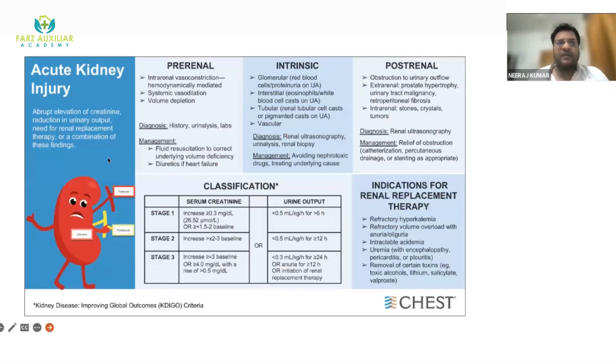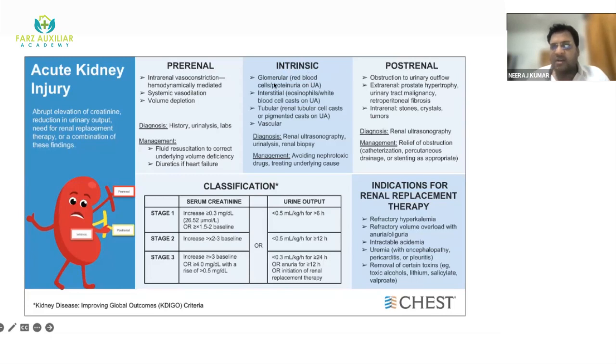Similarly, if you focus on various other pathophysiology, first I told you about volume depletion, then systemic vasodilatation, and then intrarenal vasoconstriction. Basically, it is based on sympathetic nervous system stimulation. That's why it is hemodynamically mediated. How will you diagnose? Based on your history and your urine analysis. I will not focus on the management part because it has been dealt with separately. Yes, it has been taken from a chest, that's why I have quoted it here.